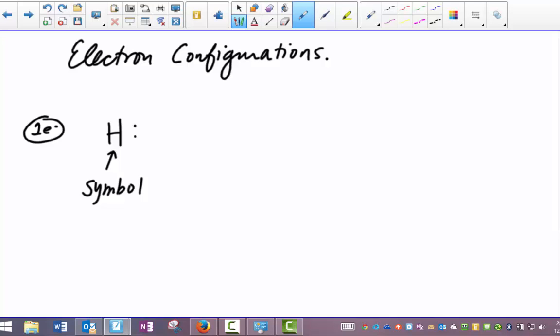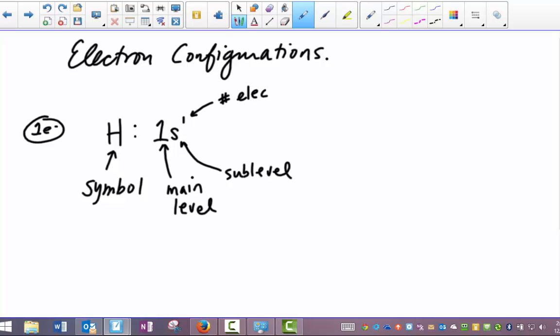Remember, we start off by the nucleus in the first level, and we're going to find that electron in sublevel S. So this would be our main level, and this would be our sublevel. We're going to find that 1 electron in that S sublevel. So this is the number of electrons.